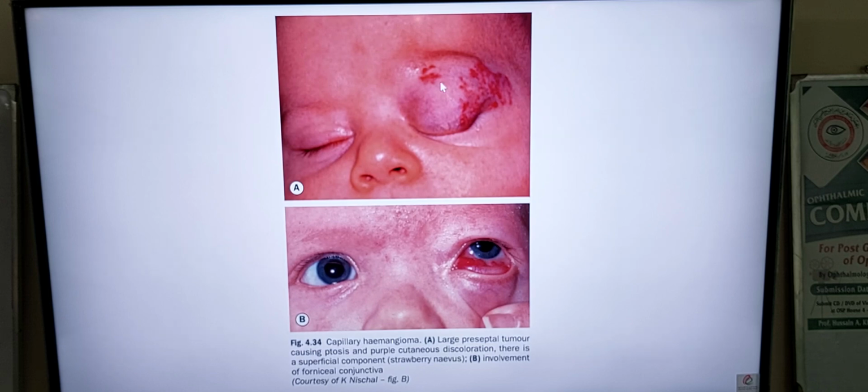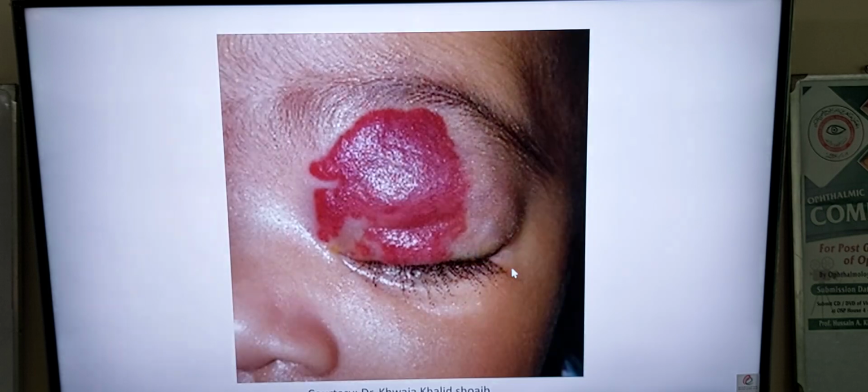The above picture shows the superficial type known as the strawberry hemangioma. It appears like the skin of a strawberry, and you can see in the below picture, as mentioned earlier, we have to check the fornical conjunctiva because we may find a hemangioma over there also. Again, it is a picture of strawberry nevus.